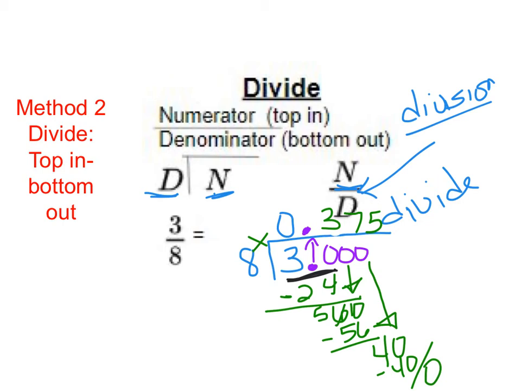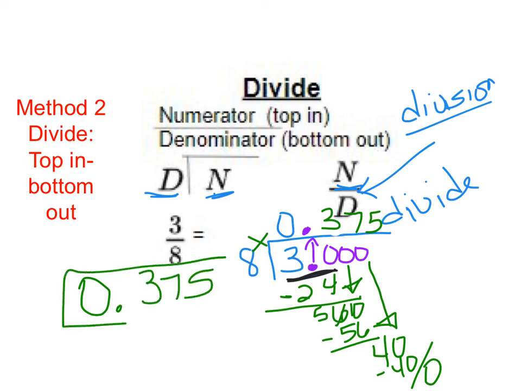So in this case, method 2 will always work for everything. Now 3/8 is equivalent to 0.375 as a decimal. So here's my answer. So make sure you understand that whenever you're trying to convert a fraction to a decimal, division will always work.